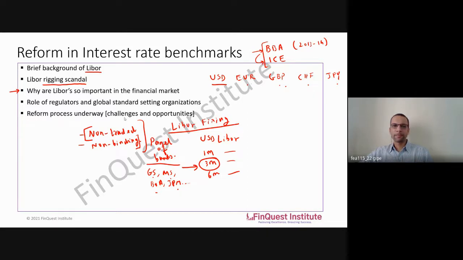Okay, sir. Now, before we go to the alternative benchmarks, let's understand why LIBOR was so important, because as I mentioned, it was important both in your cash as well as derivative segment.